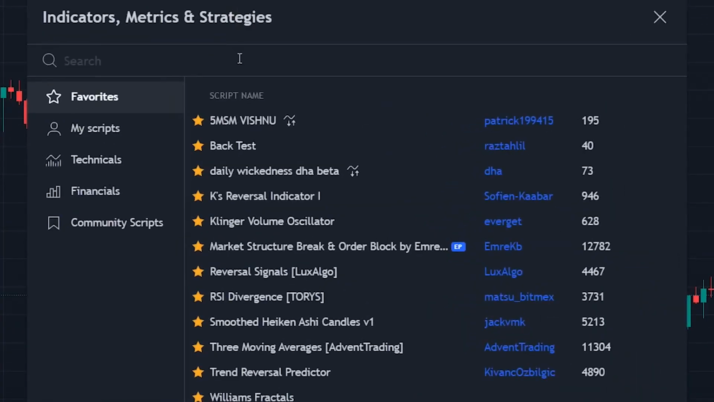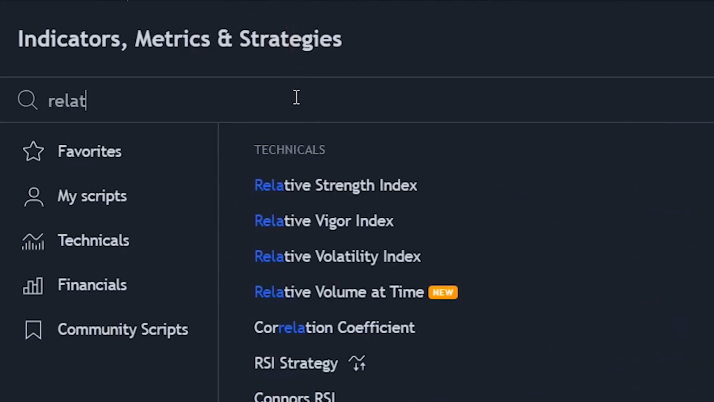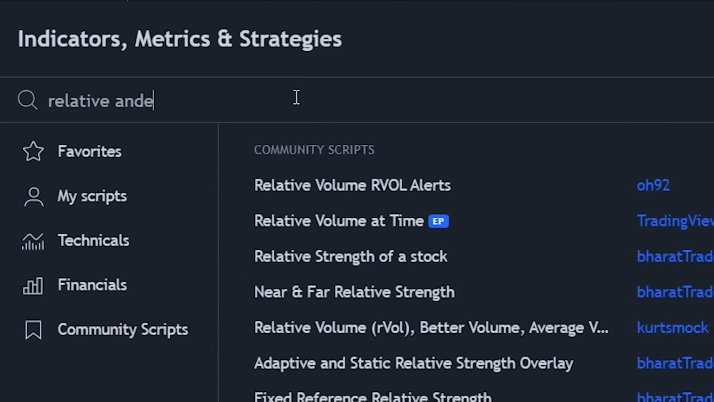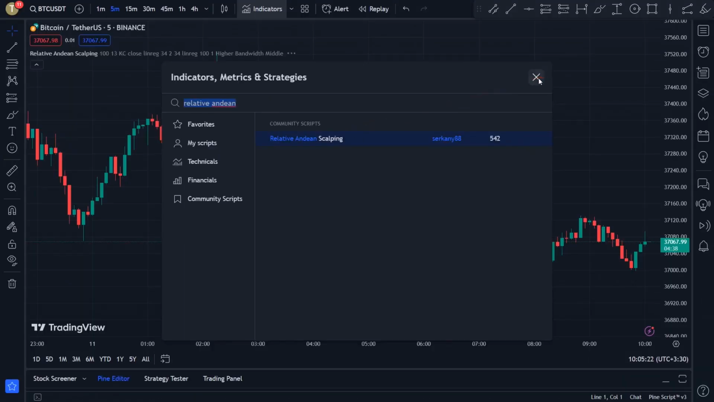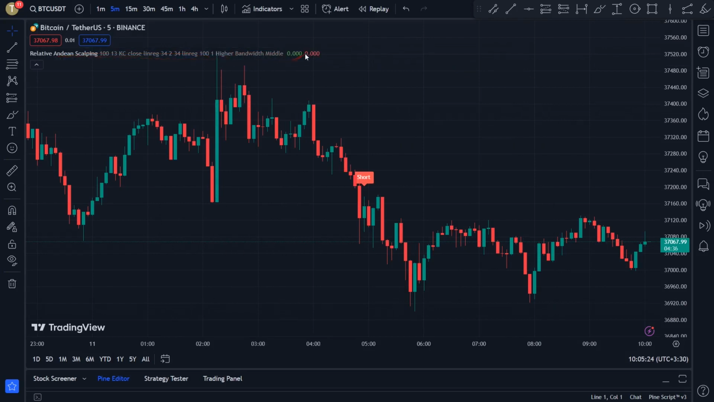First of all, in the indicator tab, we search for Relative Indian Scalping. When you find it, click on it. Then go to its settings and change the values you see.